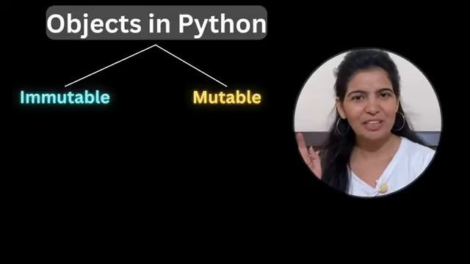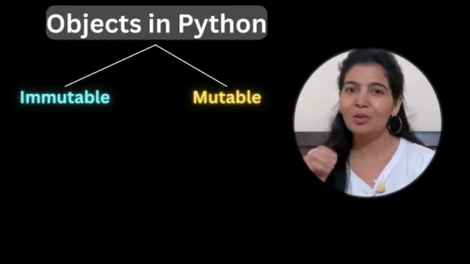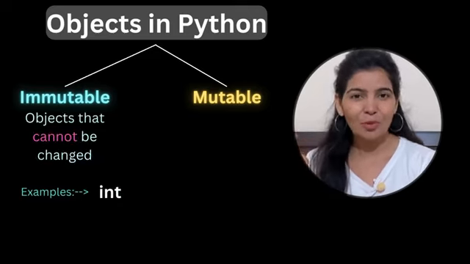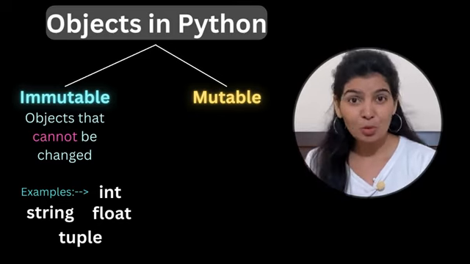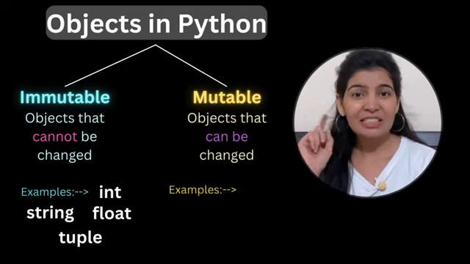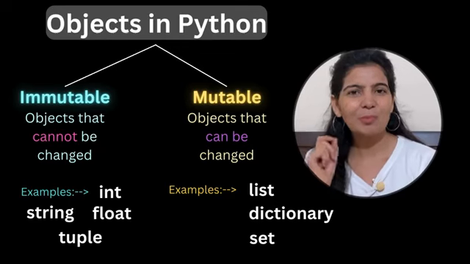There are two types of Python objects, immutable and mutable. When we talk about the immutable objects, that means these are the objects whose values cannot be changed once they are created. Examples: integer, float, strings, tuples. But when we say an object is mutable, that means their values can be changed anytime. Example: list, dictionary, set. Let's understand this concept with the help of some practical examples.